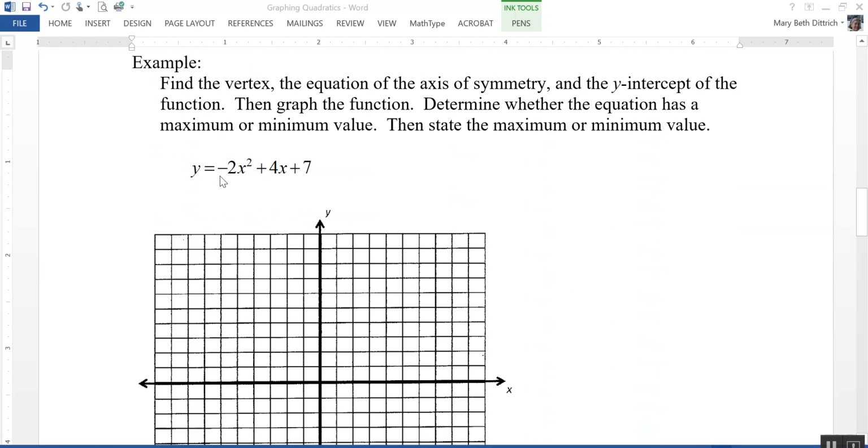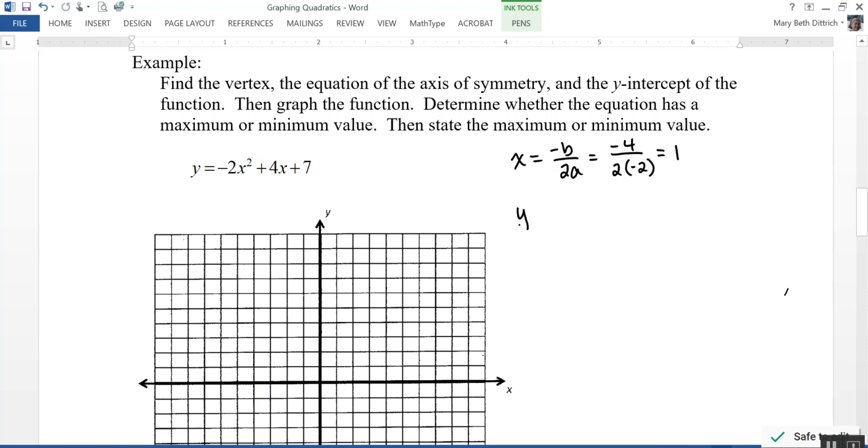Let's take a look at an example here. So we need to find the vertex, the equation of the axis of symmetry, and the y-intercept of this function. Then we're going to graph it and determine whether the equation has a maximum or minimum value, and then state that value. So let's start by finding the x of the vertex. Recall that we do x equals negative b over 2a. So b is 4, so that's going to give me negative 4 over 2 times a, which is the coefficient of x squared, negative 2. That's going to give me negative 4 over negative 4. So x is equal to 1.